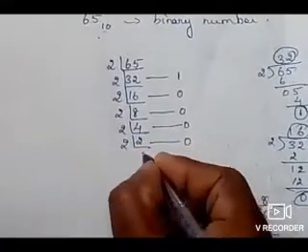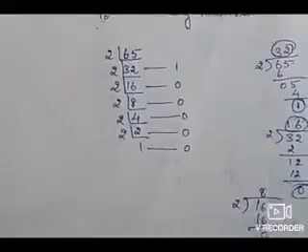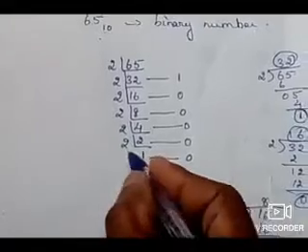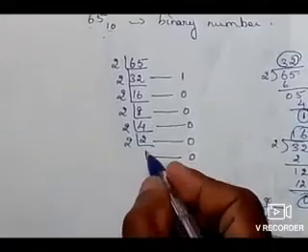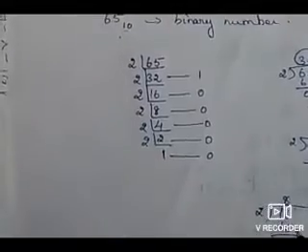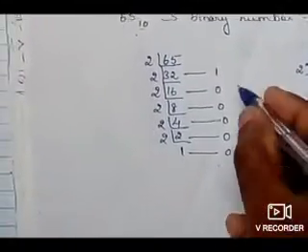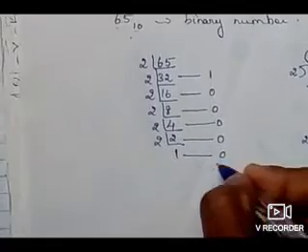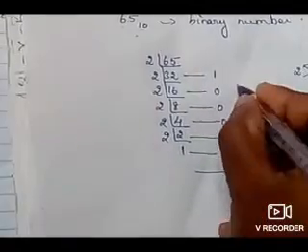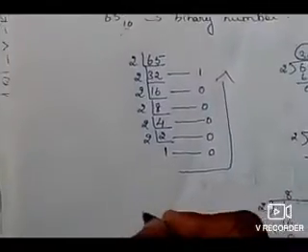Then 1 2 is 2, remainder 0. Here this one we cannot divide, so stop the division here. Understand? Then next you have to write the numbers from bottom to top. Then how can we write?